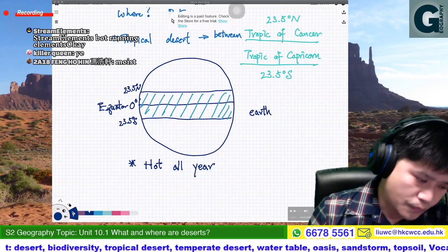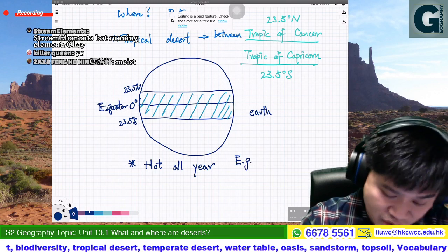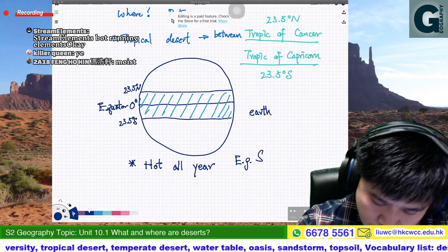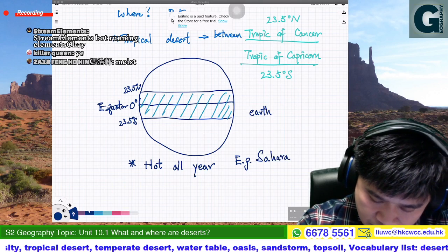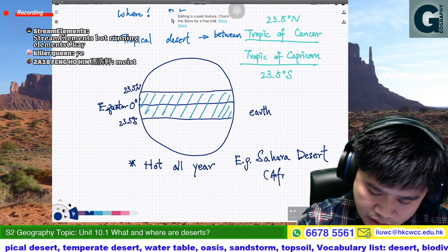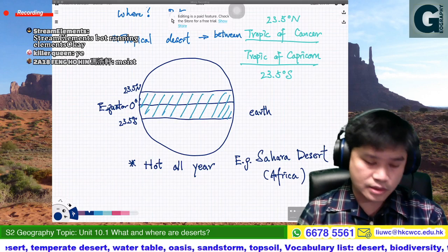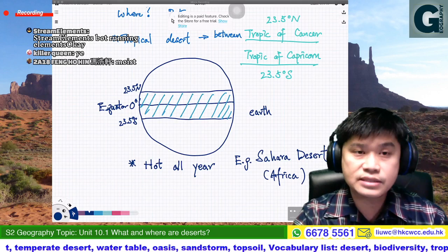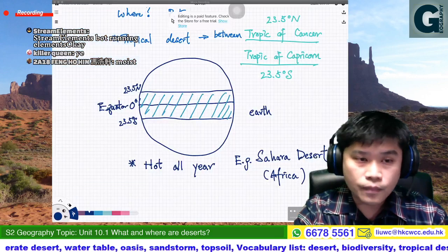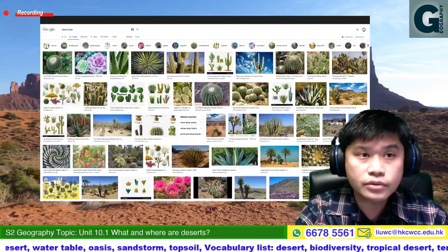One of the tropical deserts we should know is the largest desert in the world, the Sahara Desert in Africa. So right now let's have a look at the map.